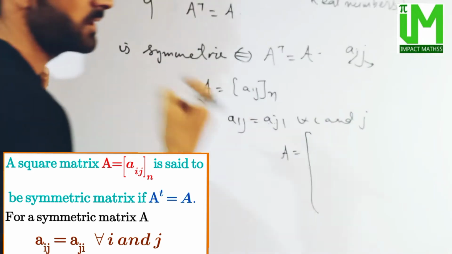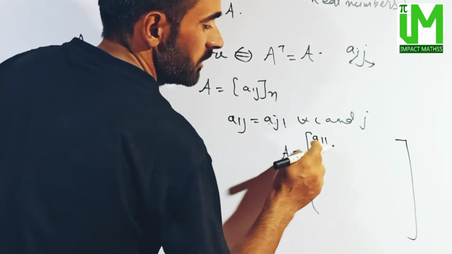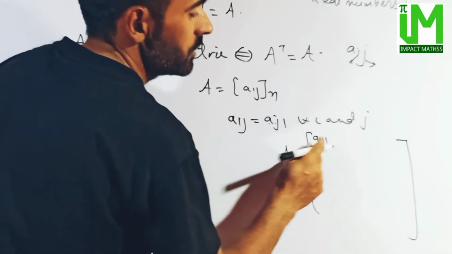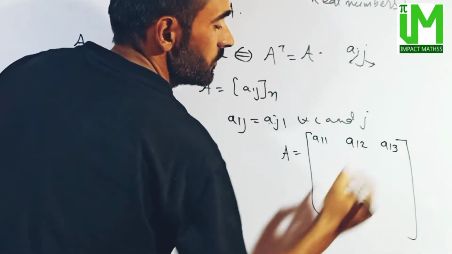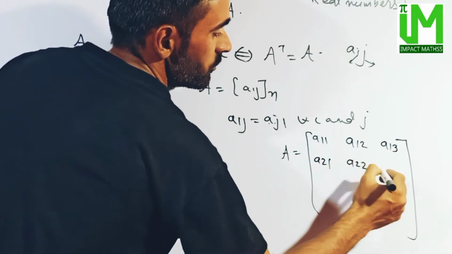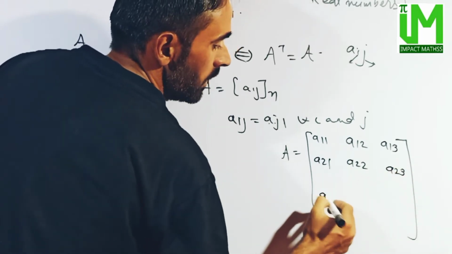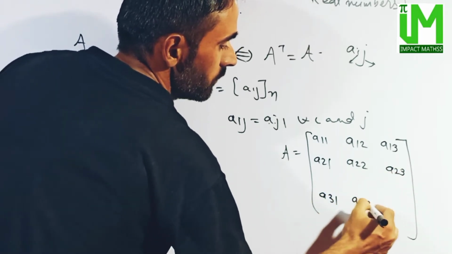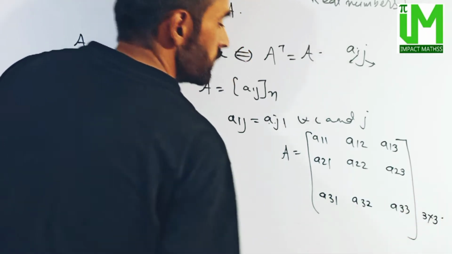इसमें entries अगर हम fill करें, say first entry will be A11. A11 means element at first row, first column. A12 first row, second column. A13 first row, third column. A21 second row, first column. A22 second row, second column. A23 second row, third column. A31, A32 and then A33. These are all the entries of a 3 cross 3 matrix.